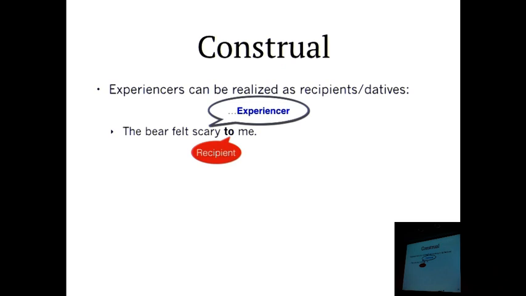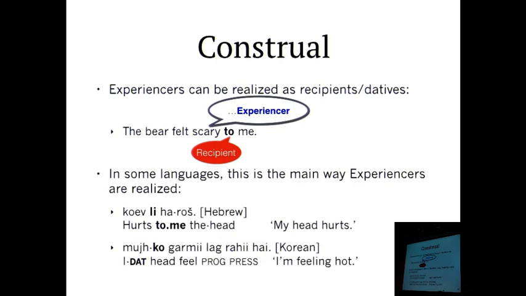So one of these is with experiencer datives. In English, you can occasionally mark an experiencer, like "the bear felt scary to me" or "seemed to me." "Me" is really an experiencer, but "to" really suggests a recipient, something like you're receiving the emotion. And this is actually the standard way to talk about emotions and bodily experiences in many languages.